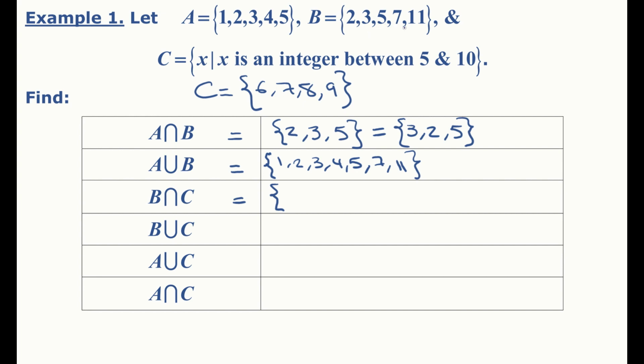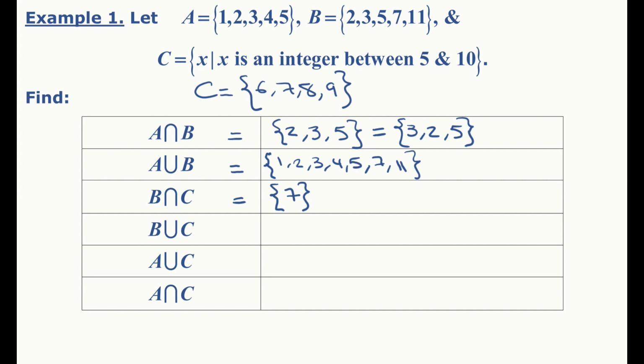I think you realize that the only item these two have in common is 7, right? So the intersection of B and C is just going to be the number 7. So this is a set containing just one element.